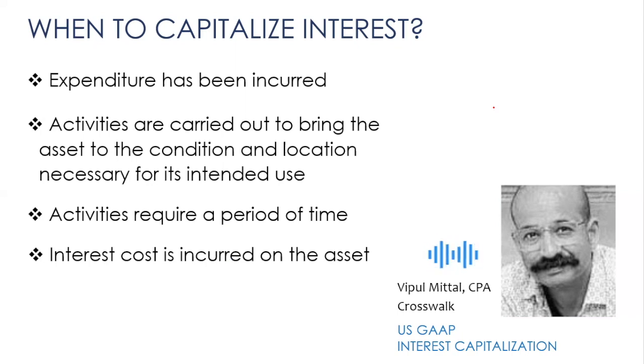Fourth condition, during this time, interest cost is incurred. So you are incurring some interest cost. For example, if you are constructing a building, you have taken some loan for construction, and on that loan, you have to pay interest. Or you have purchased an asset by borrowing from bank and you are paying interest on that.